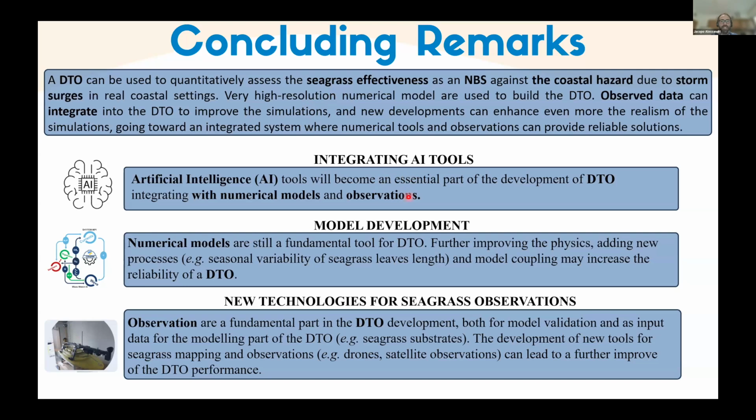So for sure, in the future, it will become an essential part of the development of the DTO to integrate artificial intelligence tools into numerical models and observations. Also, model development has to continue, to add new processes, like was done to account for seasonal variability of seagrass leaf length, and also to couple models. In what I showed you, the ocean currents and the wave model were uncoupled, but having a coupled model will increase even more the reliability of the digital twin. And at the same time, observations are also fundamental, both as input data and for validation and calibration of the DTO.